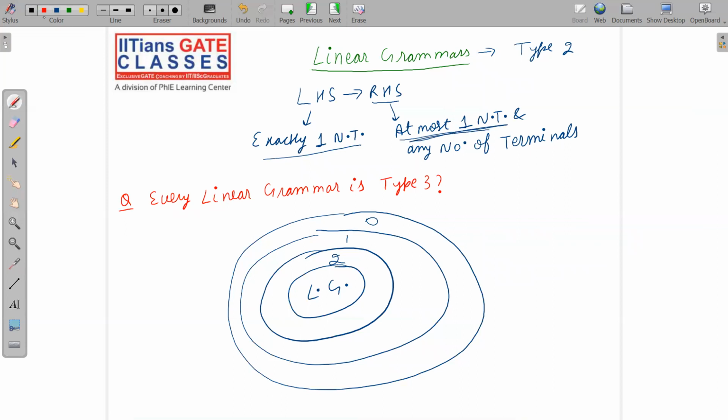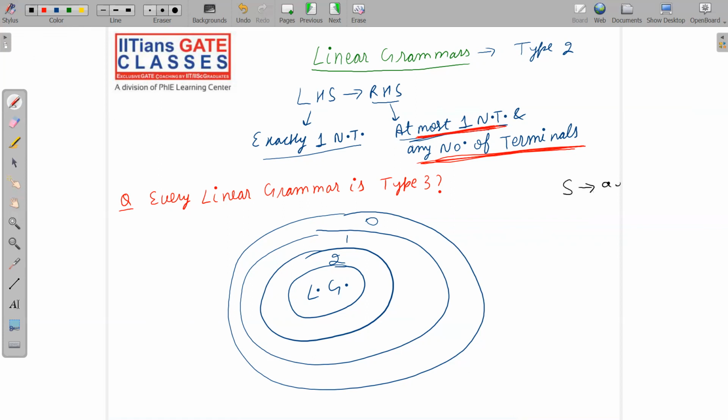See here properly, we are saying at most one non-terminal and any number of terminals. So there is no restriction on terminals, but there is a restriction on non-terminals. That means at most one non-terminal. That means either no non-terminal, or if a non-terminal is present, then it should be exactly one. We cannot have more than one non-terminal in the RHS. So let me give you some example. You will get more clarity.